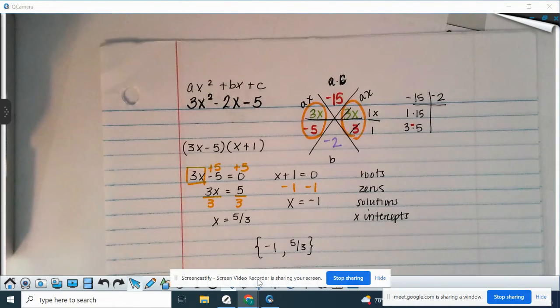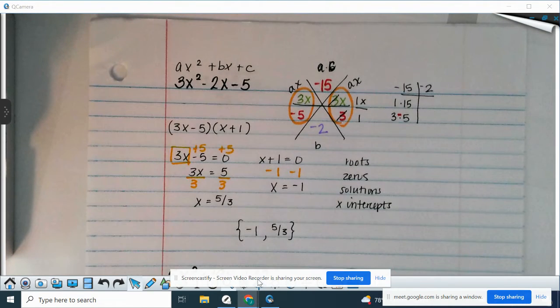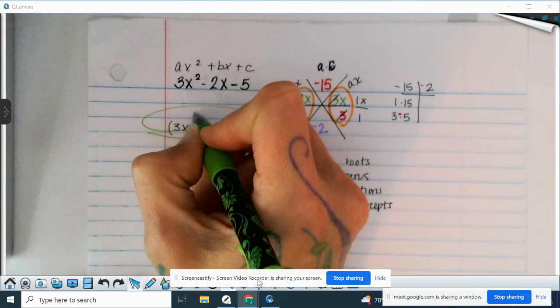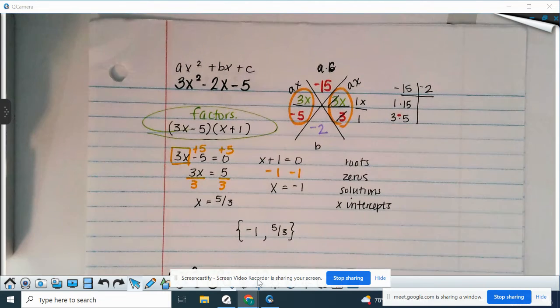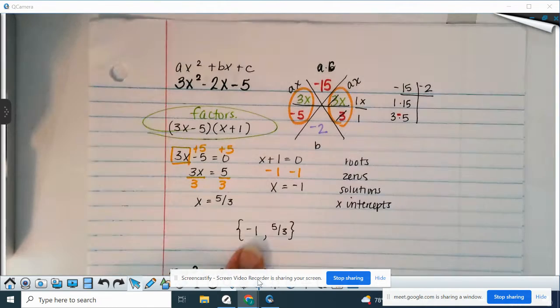Now, when it says solve, the only reason you have to do it this way is if it asks for the factors. If it doesn't ask for the factors and it just says solve, you can type in 3x squared minus 2x minus 5 into Desmos and see where it crosses the x-axis. Like literally on the graph, visually where it crosses the x-axis should be at negative 1 and 5 over 3. Or you can use the quadratic formula.